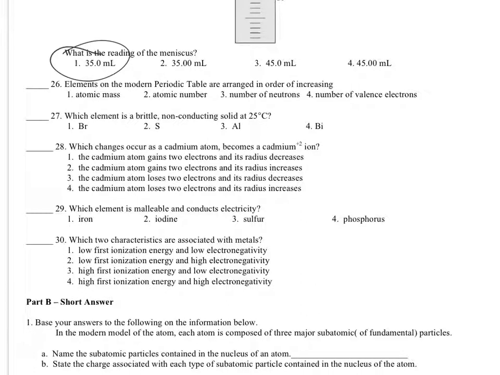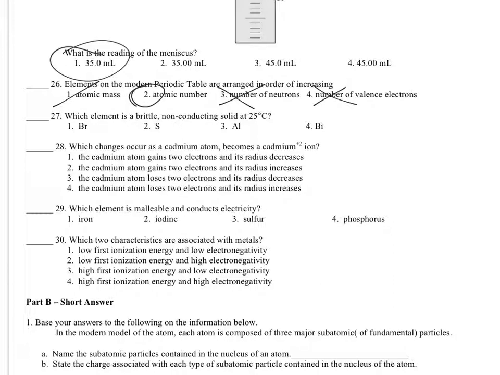All right, 26. Elements on the modern periodic table are arranged in order of increasing atomic number. I really hope that's just automatic for you. Atomic mass is the olden days. Number of neutrons never was the thing. And number of valence electrons is how our groups are arranged, but not the actual table.